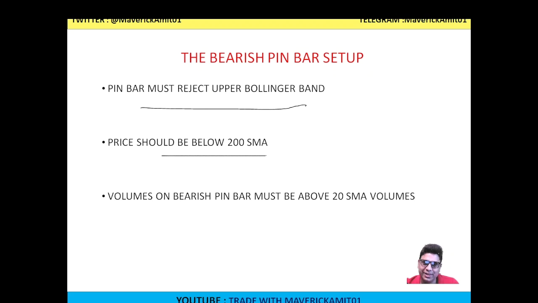Price should be below the 200 SMA. So basically we are looking at trades where the trend is on the bearish side, and my volumes must confirm the bearish pin bar pattern. It is a very important condition. If my volume condition is not met, the pattern is not valid. The volumes should be on the higher side, and it should be above the 20 SMA, the simple moving average of the volume. So these three conditions, you can take a screenshot also. Unless these conditions are met, this setup is not valid.